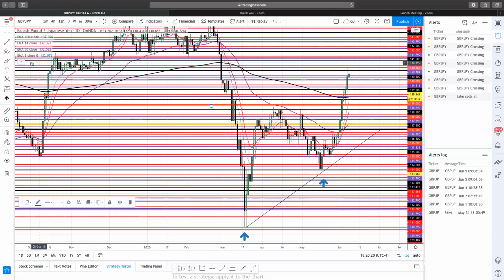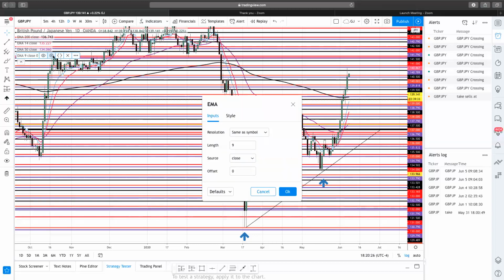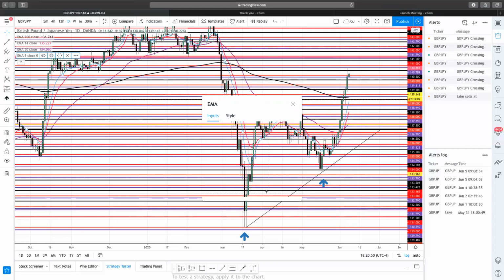So Joe, when you add it on, it's gonna come up with this EMA 9. That's the default setting. So you go to settings, and then you go to the length, and you type in 14. When you type in 14, you hit OK. That's the first one. Then you add another one, and you change the length to 50. Then you add the third one, and you change the length to 200. So you're gonna have 3 EMAs.